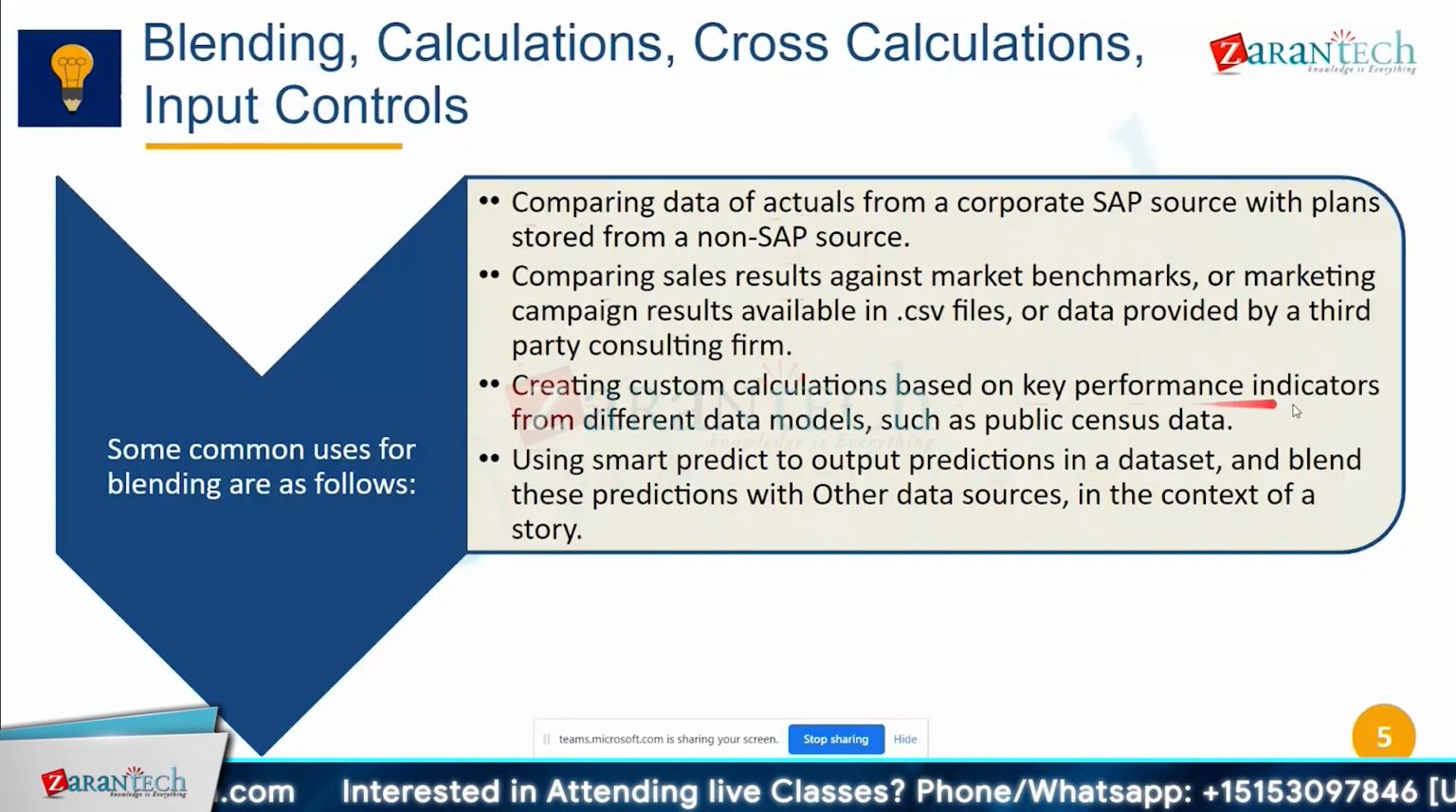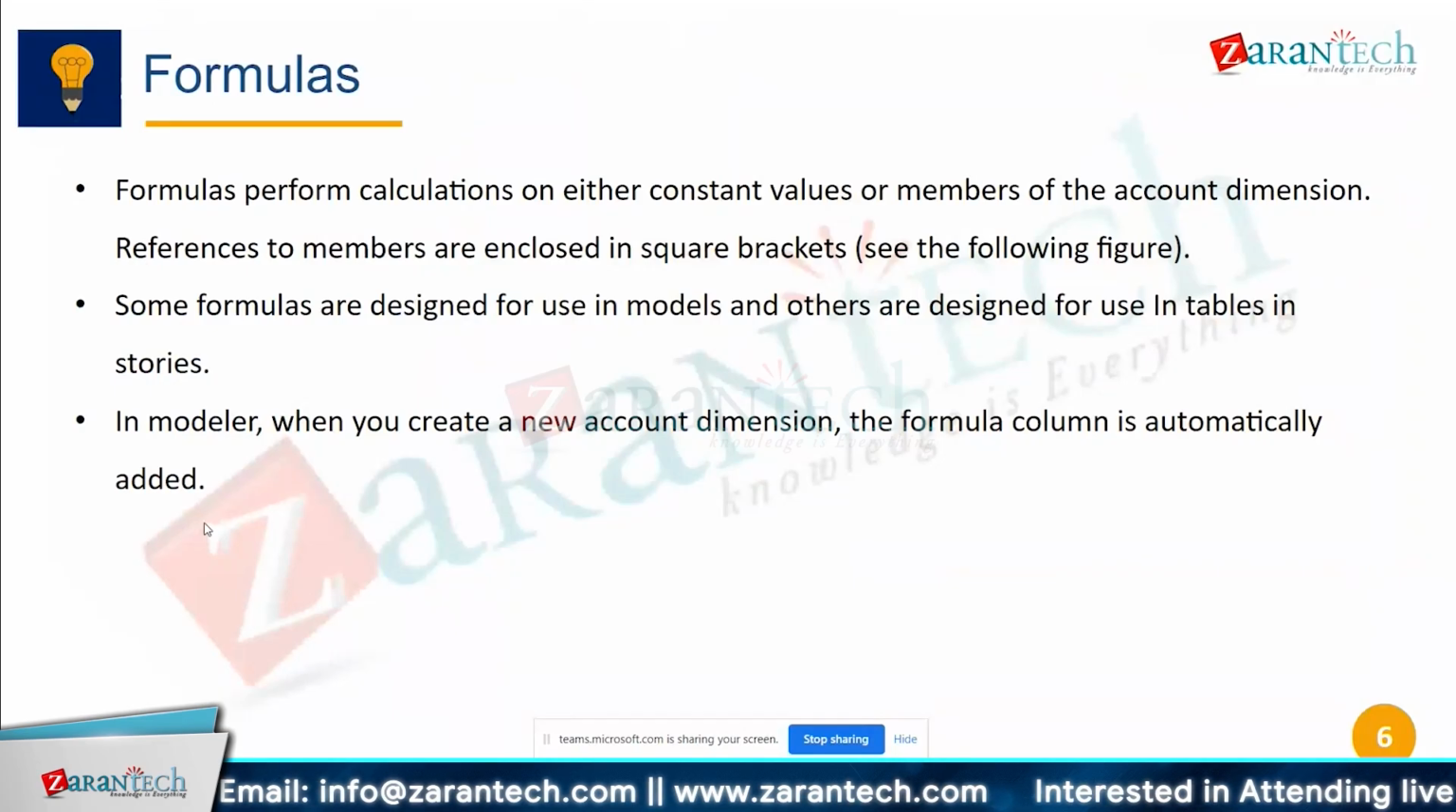Then if you want to create custom calculations based on KPIs from different models, like public census data or electoral data, which is available from different organizations, government organizations, in such scenarios you can use blending. And if you want to combine the Smart Predict output predictions in a data set and blend them with the predictions available in other data sources in the context of the story, then in such scenarios also blending can be useful. Then moving on to the next component, which is formulae.